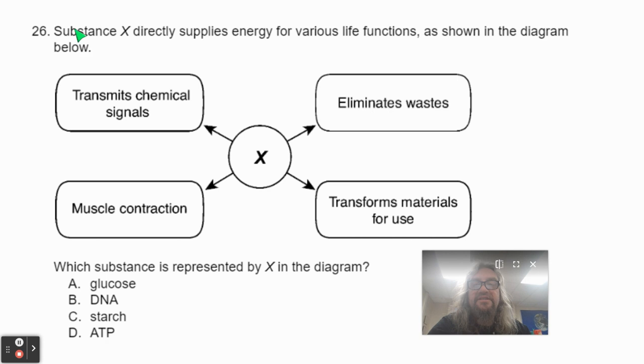All right, question 26. Substance X directly supplies energy for various life functions, as shown in this diagram below. So substance X provides energy to transmit chemical signals, to contract muscles, to eliminate waste, and to transform materials for use. Which substance is represented by X in the diagram? Is it A, glucose, B, DNA, C, starch, D, ATP?